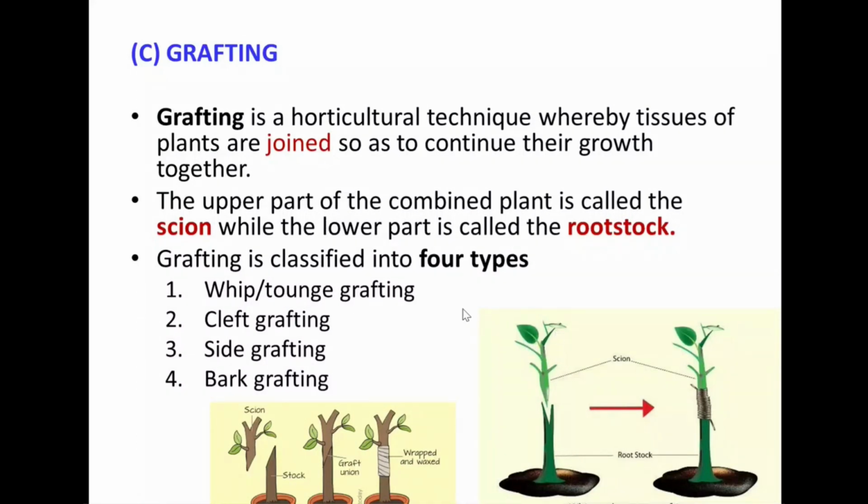Again, grafting is classified into four types, based on the technique we are using: whip or tongue grafting, cleft grafting, side grafting, and bark grafting. The name itself indicates what a bark is, what side is, what cleft is, what whip is. We are going to discuss them one by one.